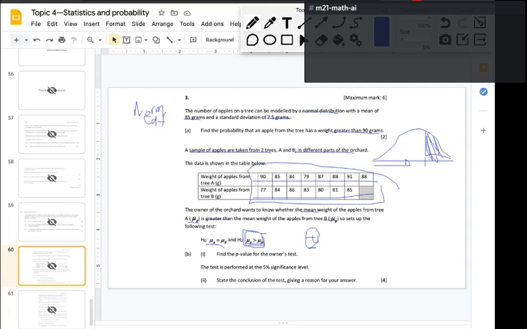So the p-value would be, last time we calculated it was less than 0.05.